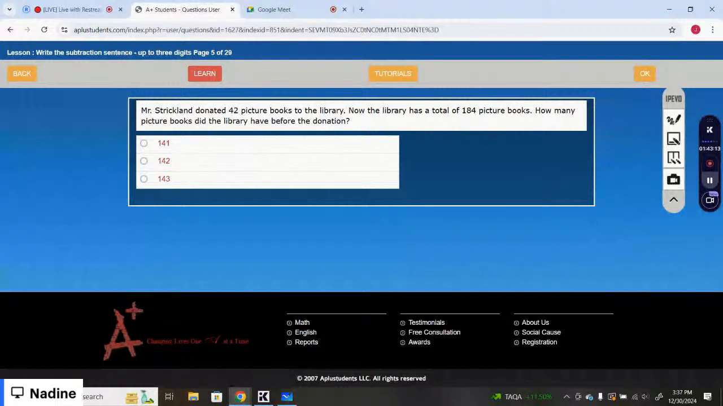Mr. Strickland donated 42 picture books to the library. Now the library had a total of 188 picture books. How many picture books did the library have before the donation? So which is the correct option? That is 142. Option number 2 is the correct option.